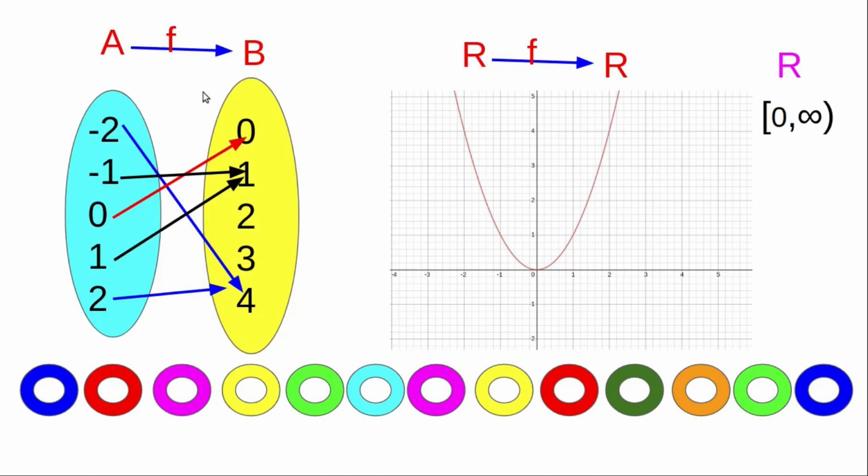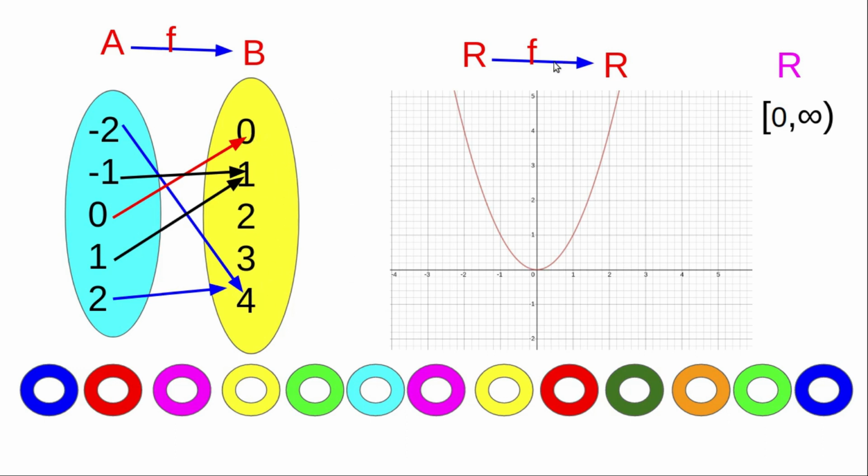Now here we have a function from A to B: minus 2 to 4, 2 to 4, minus 1 to 1, 1 to 1, 0 to 0. This function is f of x equal to x square. Here A and B are finite sets. Domain equal to minus 2, minus 1, 0, 1, 2, which is A. Codomain is set B and range is equal to set 0, 1, 4. 2 has no preimage, 3 has no preimage. So range equal to 0, 1, 4.